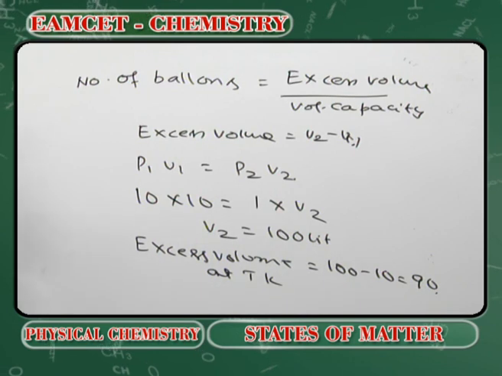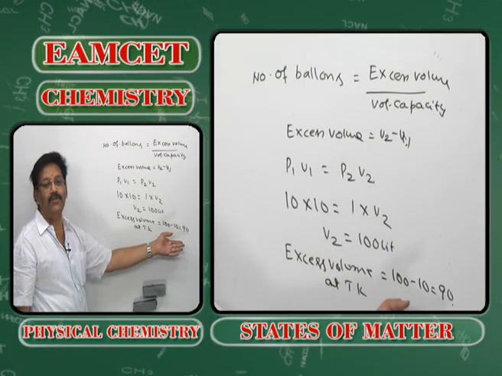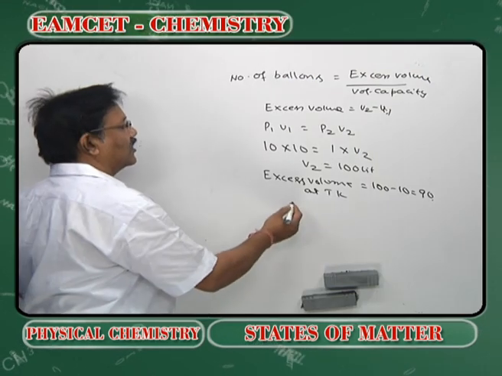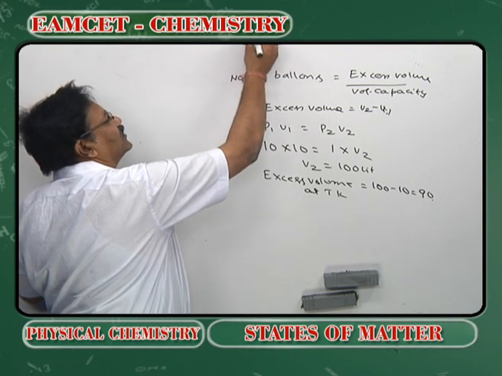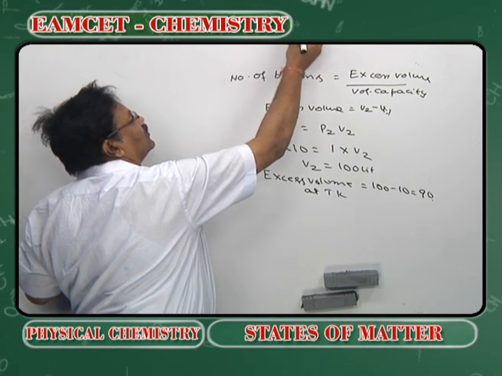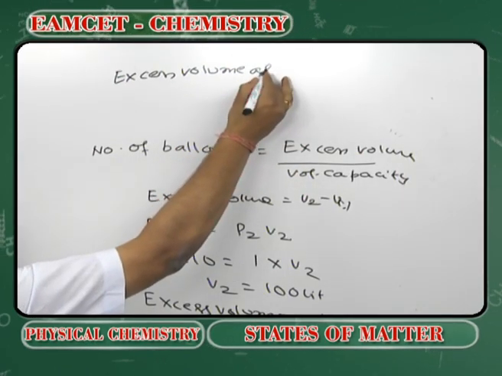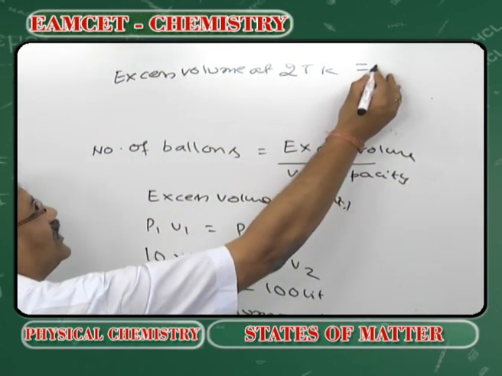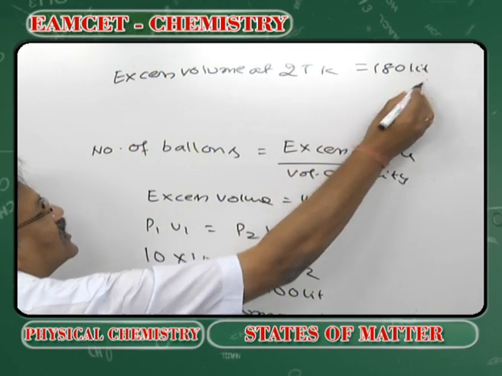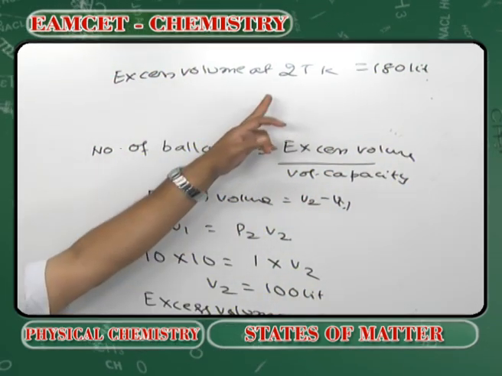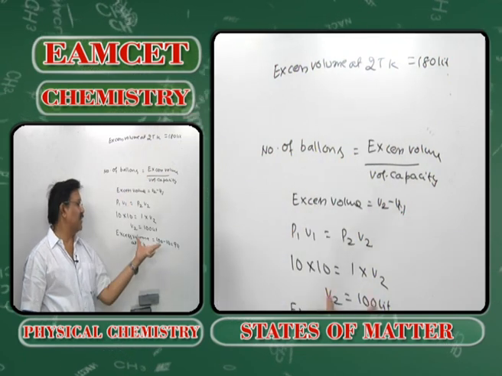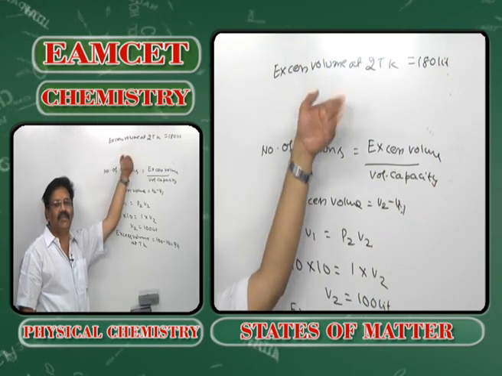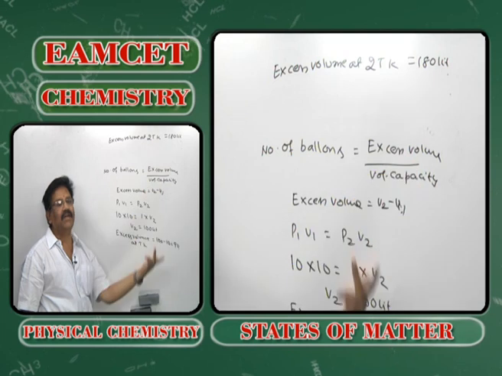Now when the temperature is doubled, the excess volume also gets doubled. Applying Charles' law, excess volume at 2T Kelvin will be equal to 180 liters, because they are asking how many balloons can be filled at the temperature 2T Kelvin. Excess volume at the same temperature is 90 liters. Excess volume when the temperature is doubled will be 180 liters.